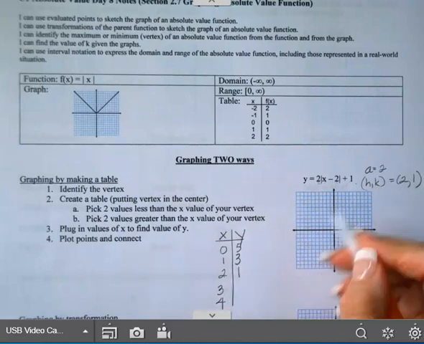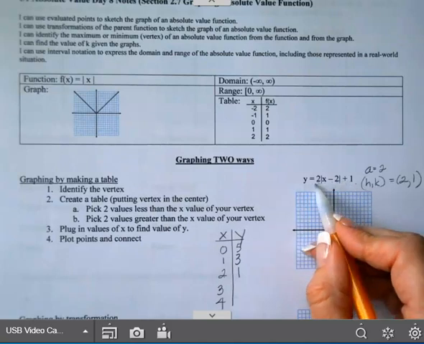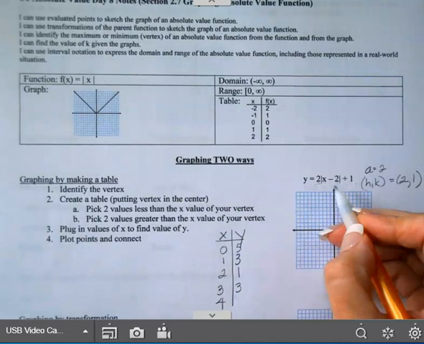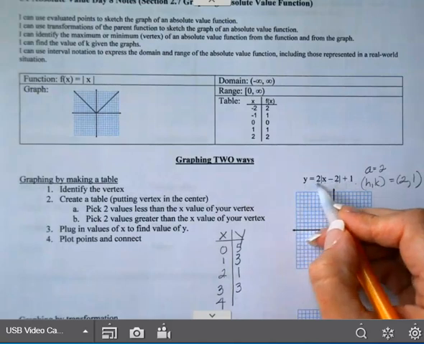I plug in 3. 3 minus 2 is 1. Absolute value of that is 1. Times 2 is 2, plus 1 is 3. And then when I do it for 4, 4 minus 2 is 2. Absolute value of that is 2. Times 2 is 4, plus 1 is 5.